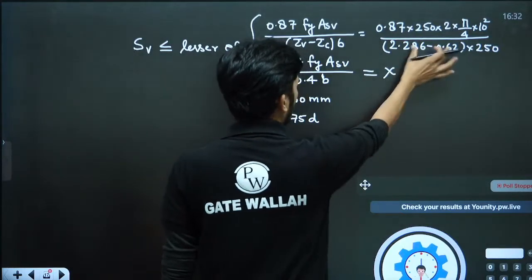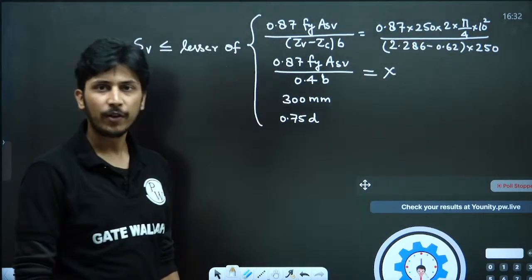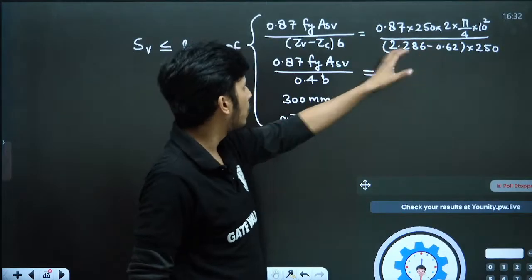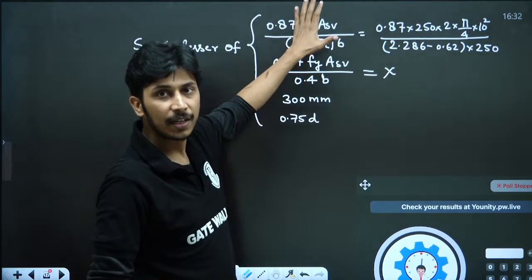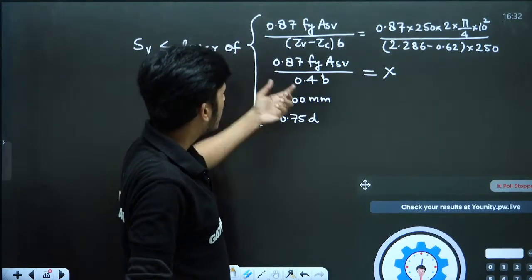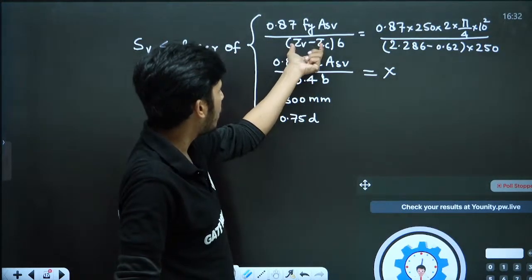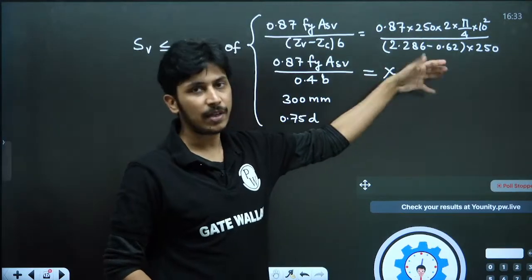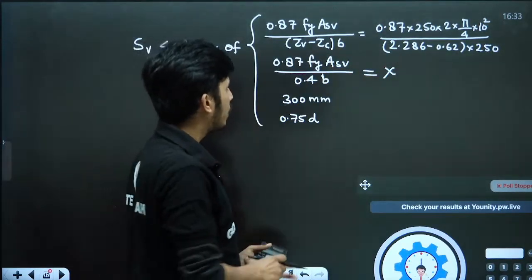Why? Because tau v minus tau c is more than 0.4. If this value is more than 0.4, here it is 0.4, this value will come out to be lesser. So this value is itself lesser than this. How do we know that here it is 0.4, here it is tau v minus tau c. The remaining things are same. So tau v minus tau c coming more than 0.4, there is no issue to use this. We don't have to use this.